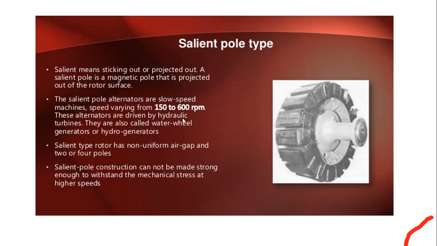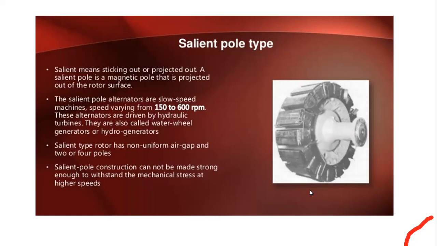These alternators are driven by hydraulic turbines, so salient pole alternators are used with hydraulic turbines. They are called water wheel generators or hydro generators. The salient pole type rotor has a non-uniform air gap, and we use 2 or 4 poles.